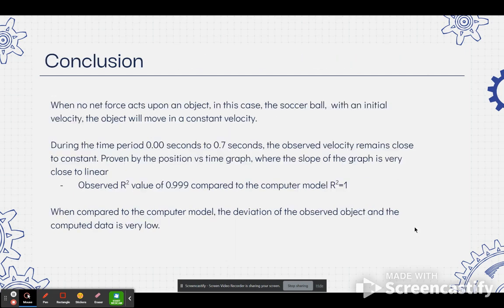And we can conclude that with no net force during this time period, the observed velocity remains very close to constant, and the computer model successfully predicts that, and our object successfully proves Newton's second law.